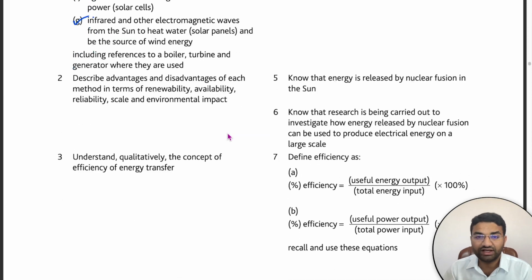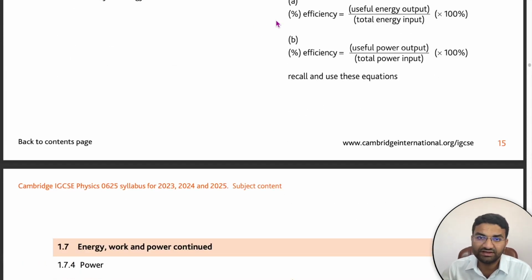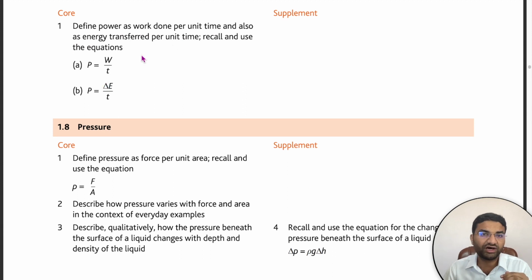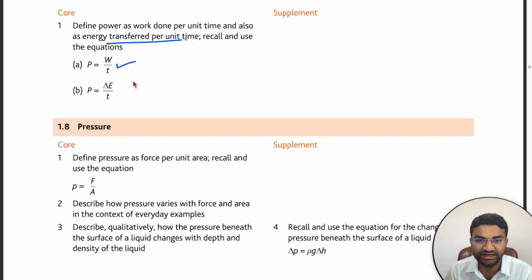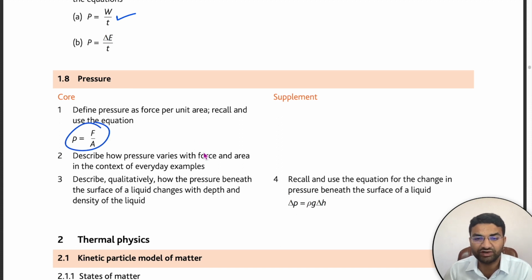Then for the extended student, apart from these types of energy resources, you have to learn the efficiency concept, how to apply it and how to calculate efficiency. Here, power is equal to work done per unit time. This power concept is there for both extended and core students. Next, pressure is equal to force per unit area, and extended students have to apply the equation for change in pressure beneath the surface of a liquid. For a liquid, you have to use this change in pressure formula as well.